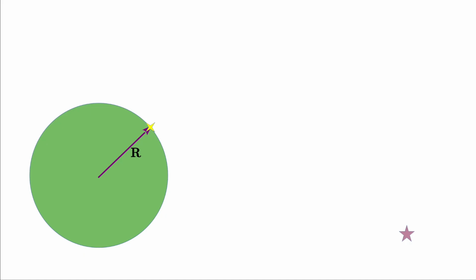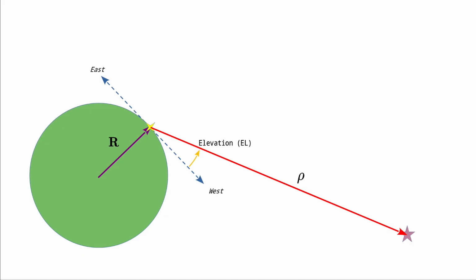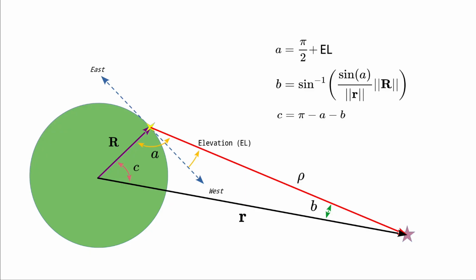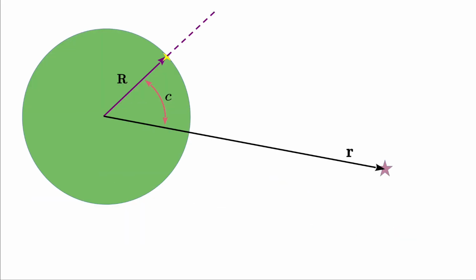We again have our ρ vector, characterized by its azimuth and elevation angle, and small r. Together with big R, these form a triangle. We'll define the interior angle A, which is simply pi halves radians, or 90 degrees, plus the elevation angle. We'll next define the interior angle B, which we obtain using the law of sines. Finally, we get angle C, which from the properties of a triangle is simply pi radians, or 180 degrees, minus A and B.